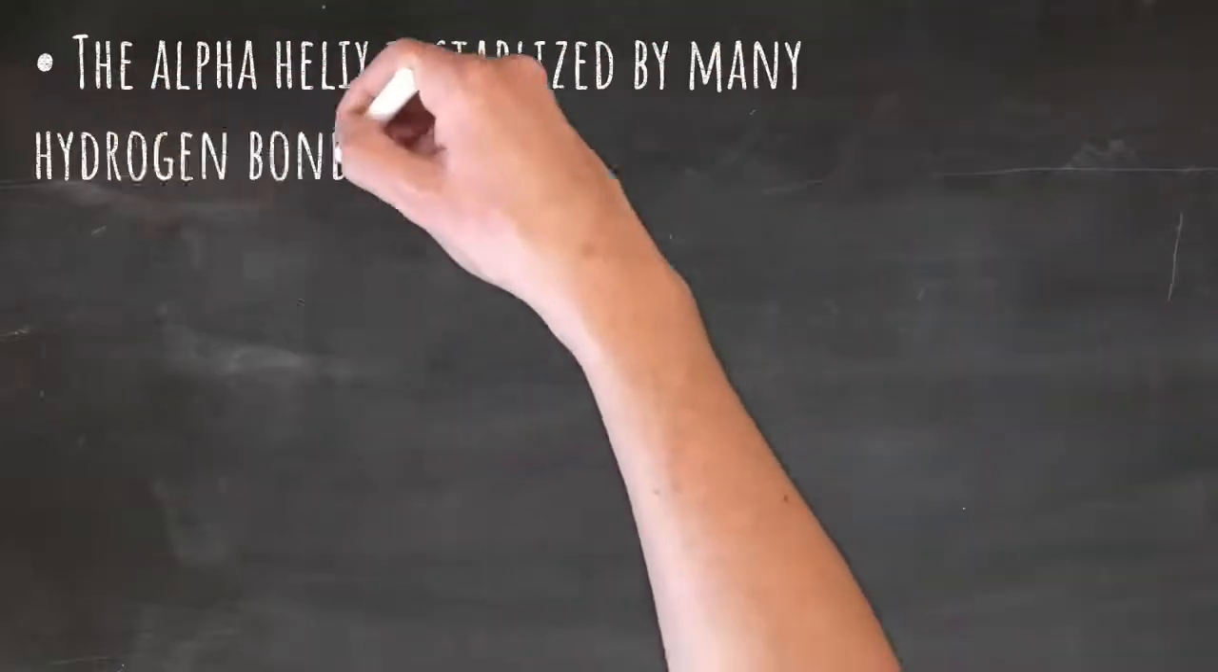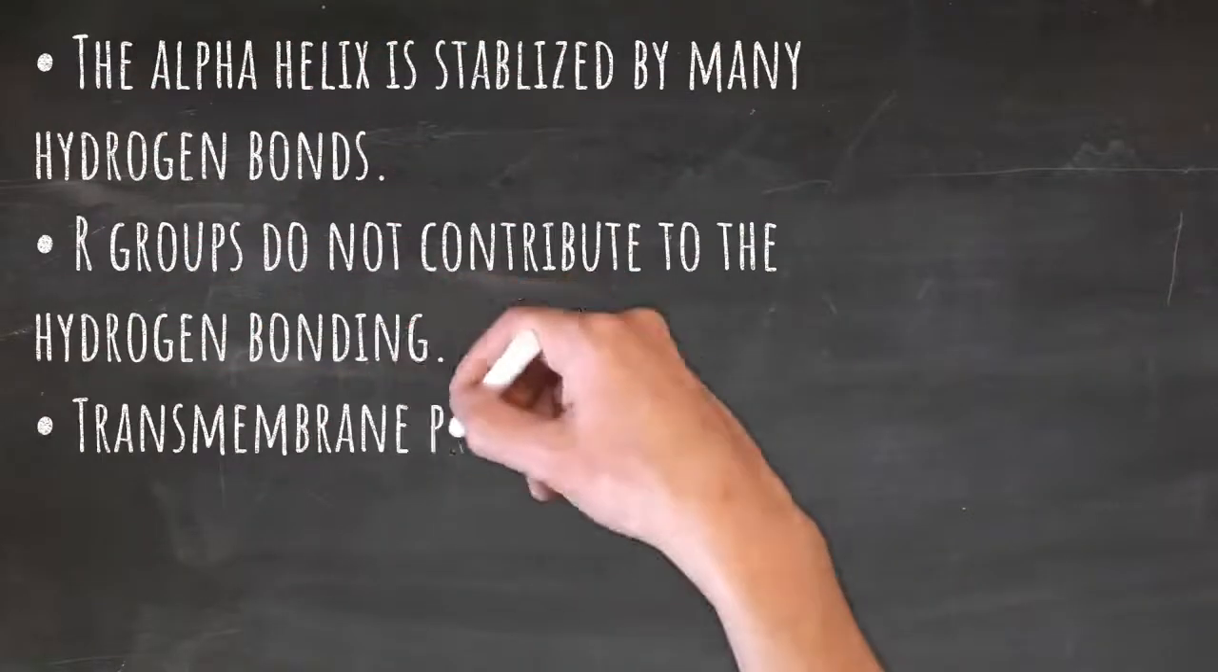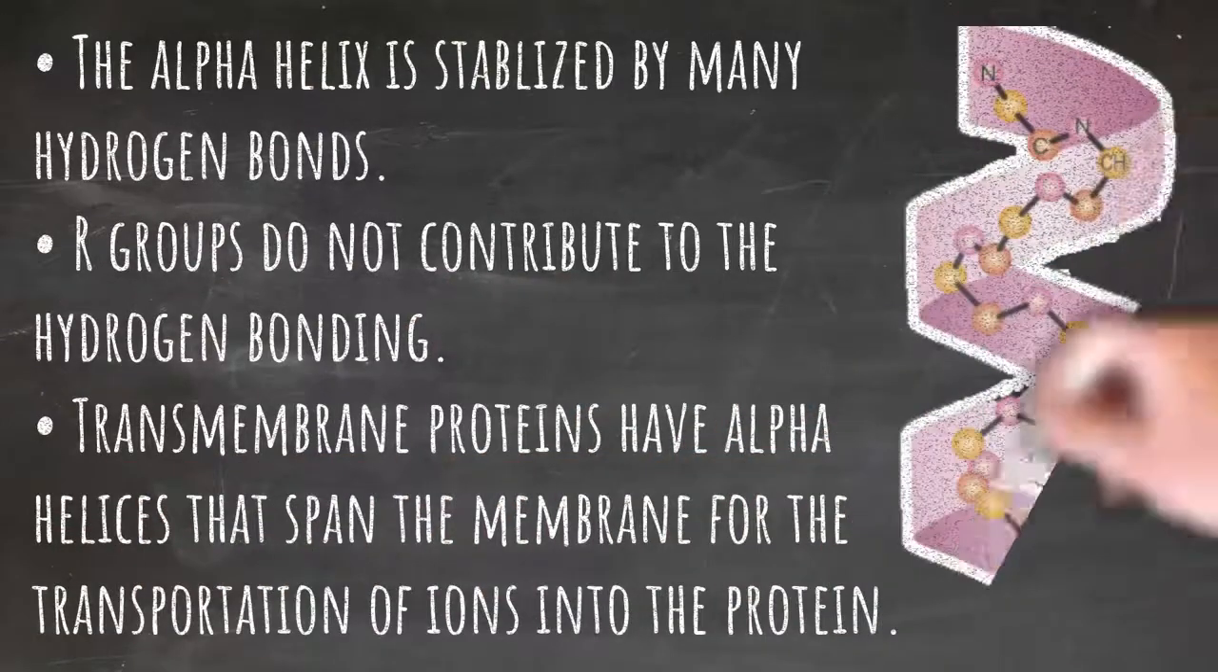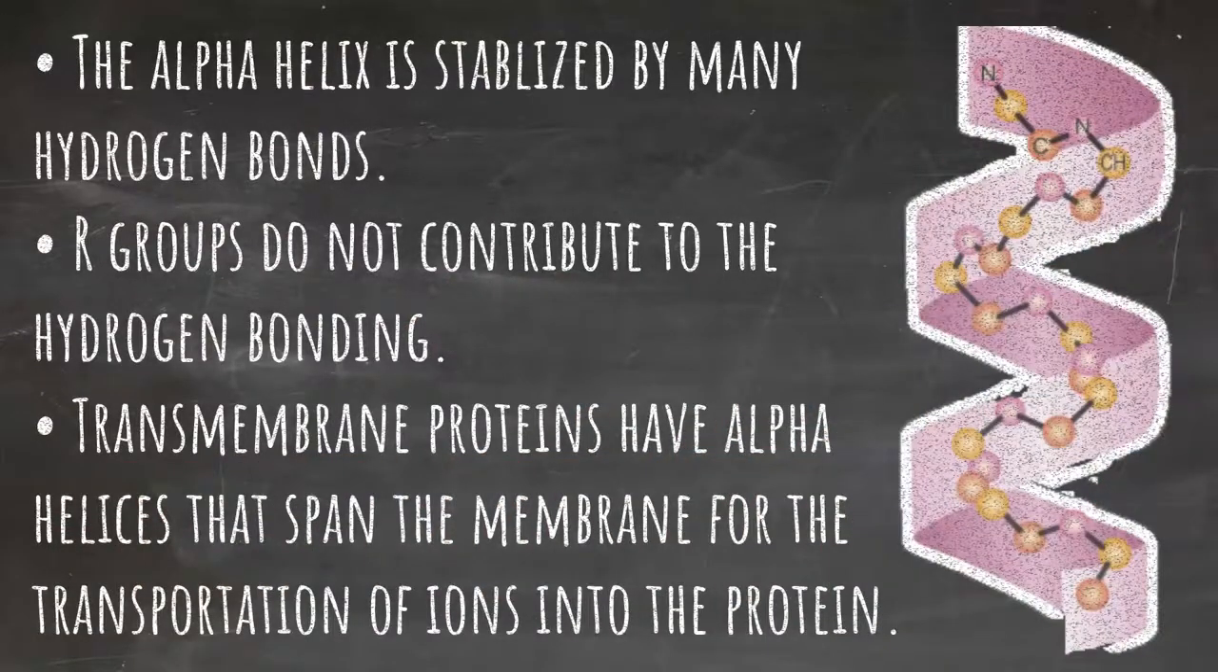The alpha helix is quite stable because there are many hydrogen bonds formed in this arrangement. The R groups do not contribute to the hydrogen bonding that forms this alpha helix. And transmembrane proteins have alpha helices that span the membrane for the transportation of ions into the protein.